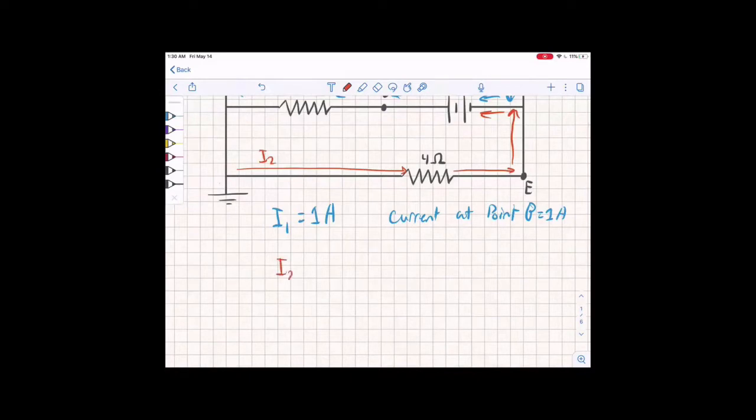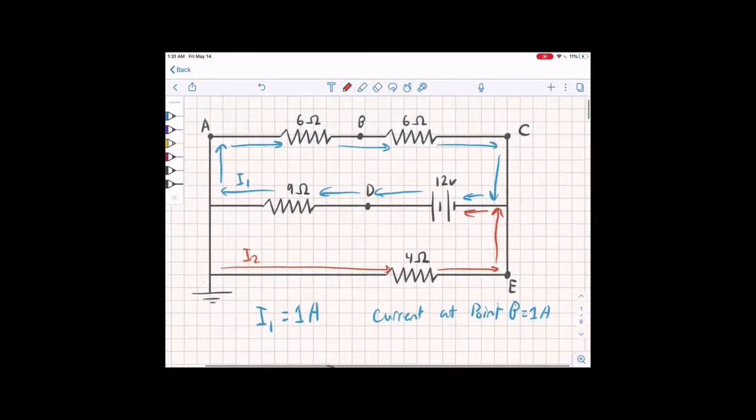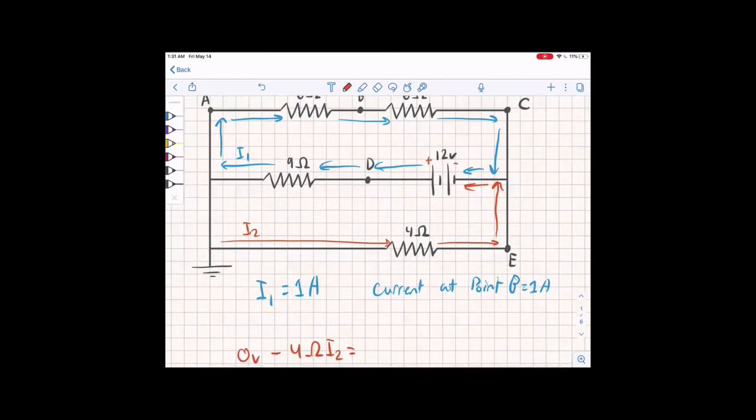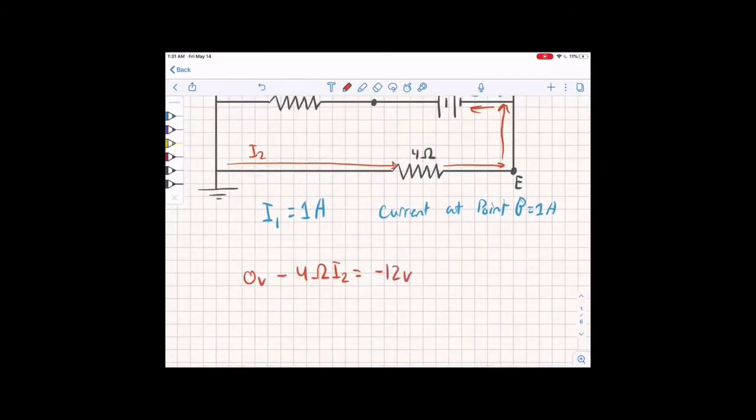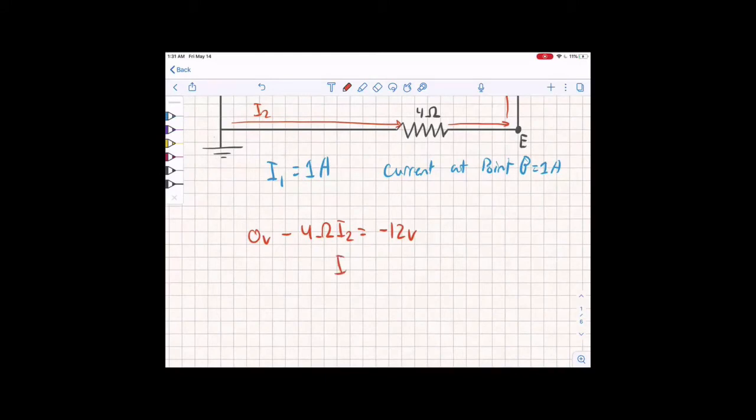For current 2, we're going to use the loop law. We start with 0 volts, and we subtract the 4 ohm resistor times current 2. This is equal to negative 12 volts, since we're coming up to the negative terminal of the battery. Now we solve this out, and the current at point E is going to be 3 amps.